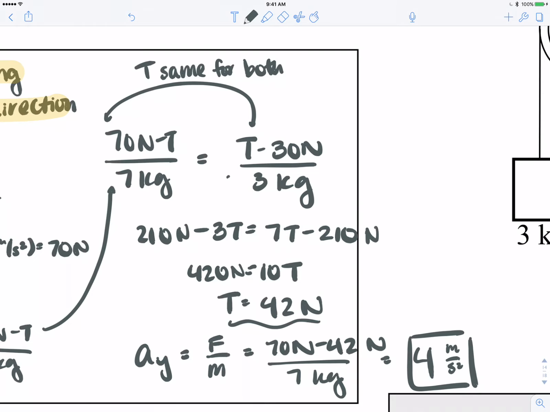So if we cross multiply, we get 210 newtons minus 3T equals 7T minus 210 newtons. Then when we solve for T, we get 420 newtons equals 10T, so T equals 42 newtons. Then we can plug in 42 newtons into the equation, acceleration equals force over mass. So 70 newtons minus 42 newtons all over 7 kilograms equals 4 meters per second squared, and that is your acceleration.